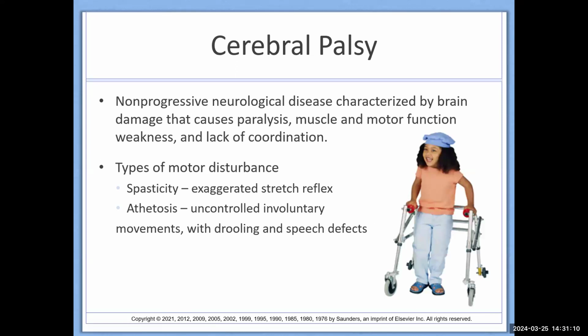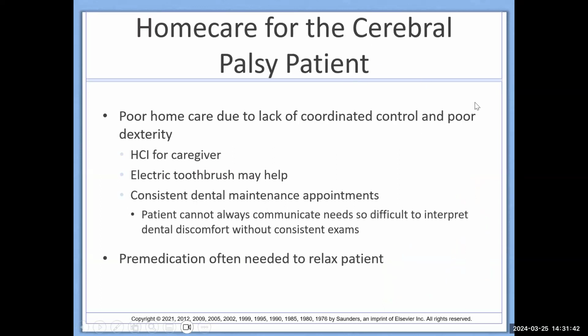side effect. Cerebral palsy is basically a non-progressive neurological disease. It's characterized by brain damage that causes paralysis, maybe even muscle weakness, motor function weakness, and maybe even a lack of coordination. There's also types of motor disturbance, like spasticity. They may come off spastic, like an exaggerated stretch reflex, athetosis, or uncontrolled involuntary movements, maybe even drooling or speech defects. So what is the home care for someone that has such spasticity or someone that has cerebral palsy?